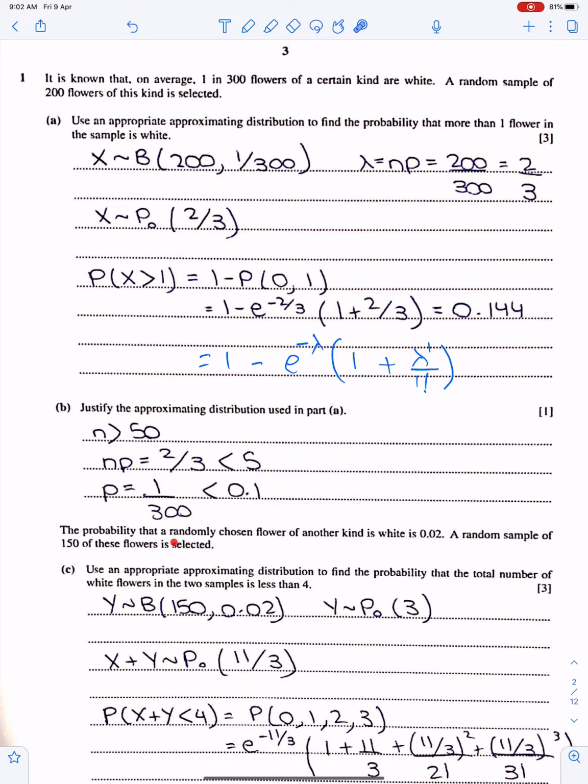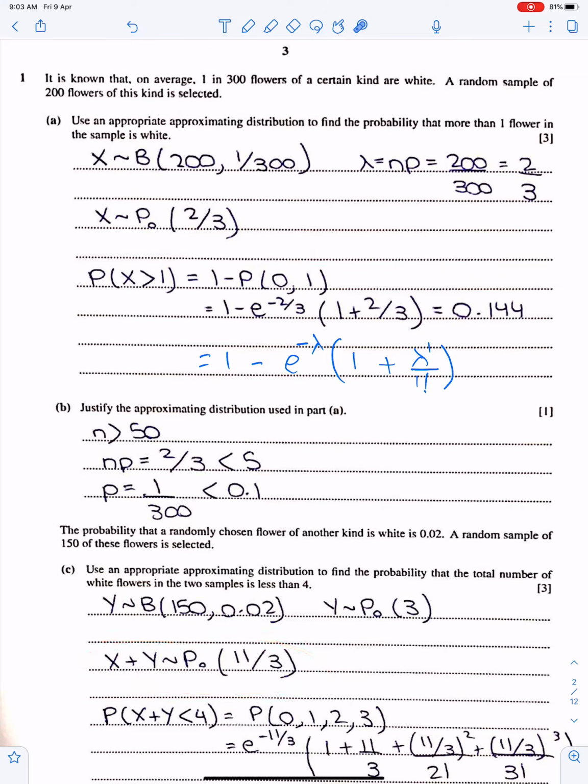The probability that a randomly chosen flower of another kind is white is 0.02. A random sample of 150 of these flowers is selected. Use an appropriate approximating distribution to find the probability that the total, this means the sum of two Poisson variables, of white flowers in the two samples is less than 4. So for the other sample, size is 150, p is 0.02, get np. np of this will be 3. And get the total of these two. This is X and this is Y. We need the total. This is important.